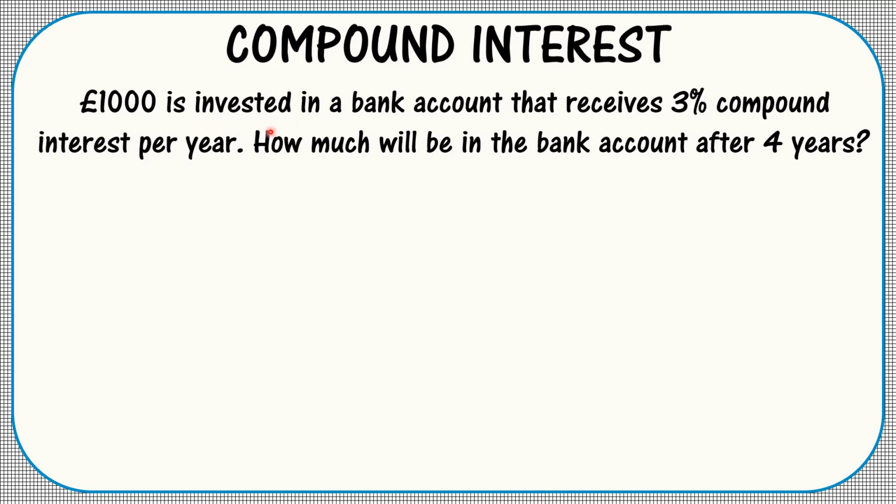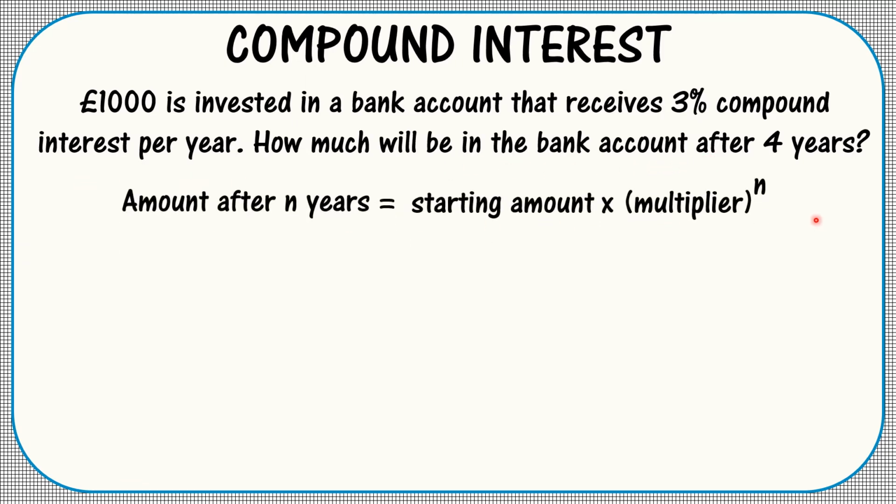£1,000 is invested in a bank account that receives 3% compound interest per year. How much will be in the bank account after 4 years? So we can use this formula again to work this out. The amount after n years equals the starting amount times by the multiplier to the power of n, and this n refers to how many years we are working with.